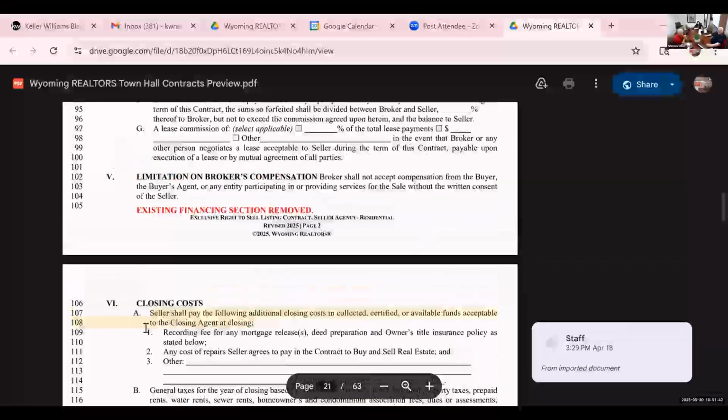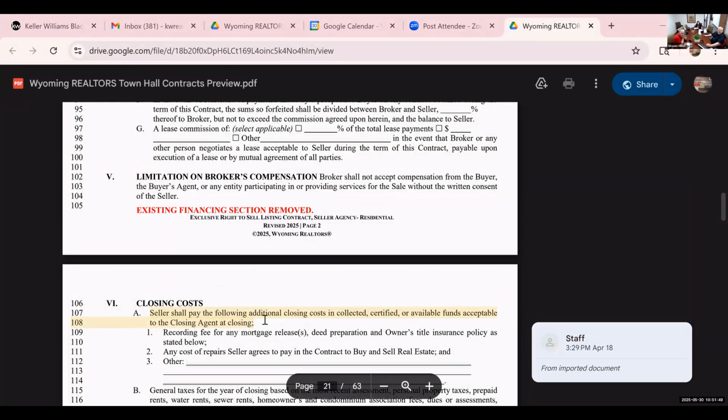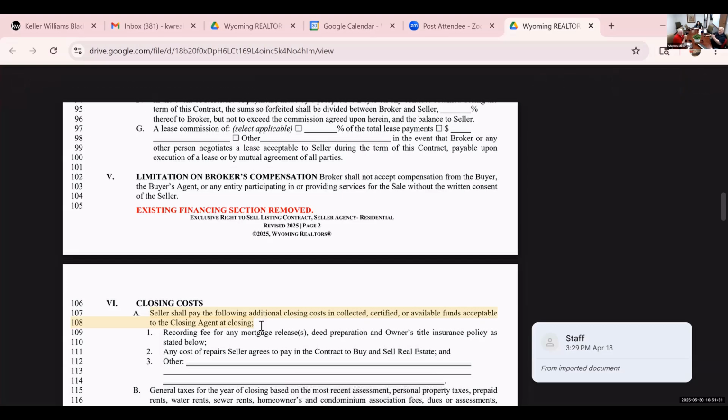So that section's been removed. Seller shall pay the following additional closing costs in collected, certified, or available funds acceptable to you, the closing agent, and then they added in a definition of closing agent down in the definition section. All of those definitions now apply to all the contracts, as opposed to just existing in the purchase agreements that have been updated before.